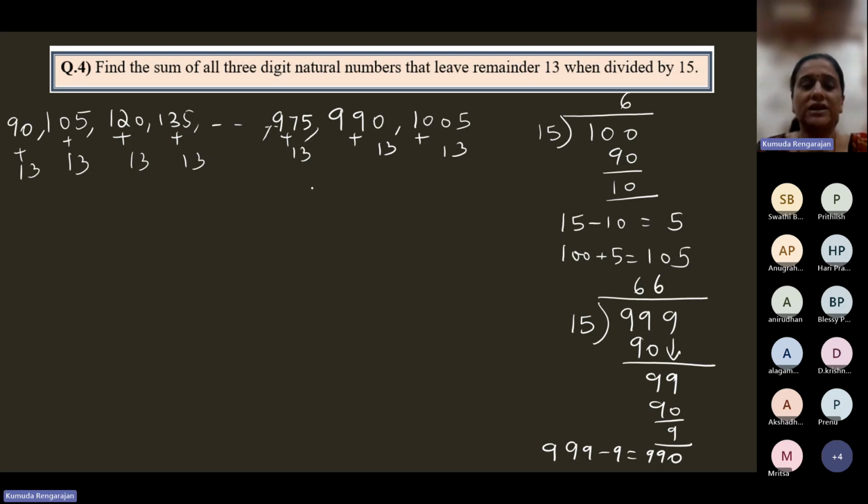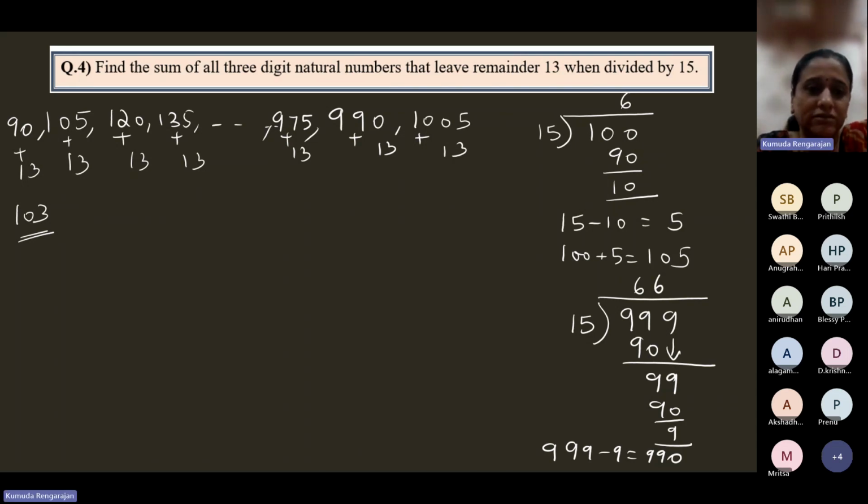But before that, include one number before the first number 105 and take one number after the last number 990. That's 1005. Actually, 1005 is not needed. Okay, but we'll just do it. Now 90 plus 13 is what? 103. Now can you see 103 is a 3-digit number. So if you don't take 90, you'll miss 103. So you will not get the correct sum.